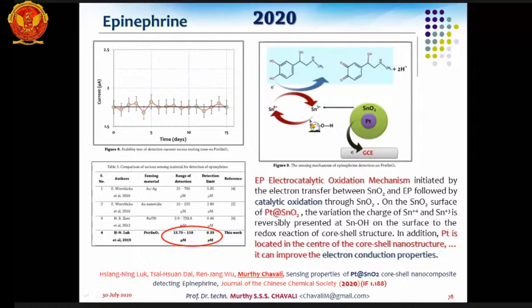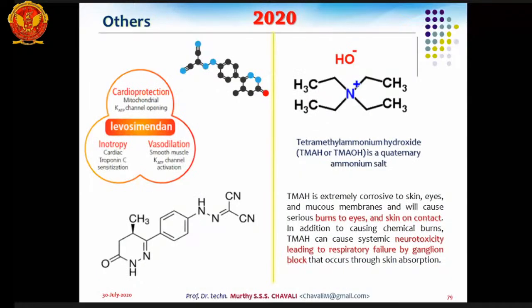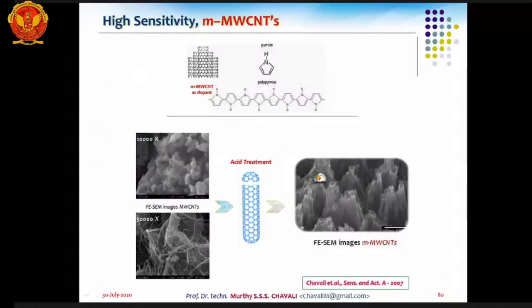And this work on the partial nanocomposite from Pt-SnO2 material has been published in the Journal of the Chinese Chemical Society, also in March 2020. And in addition, given the better results, we were also asked to measure levosimendan, TMAH, and other types. And for sensitivity issues, we want to do many other things like cutting off CNTs, what we do.